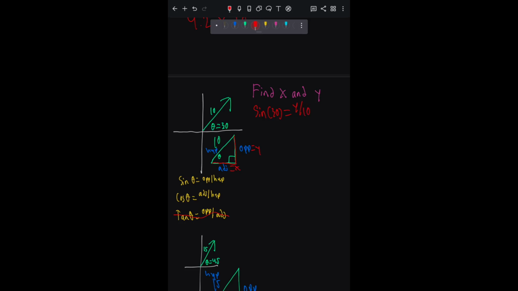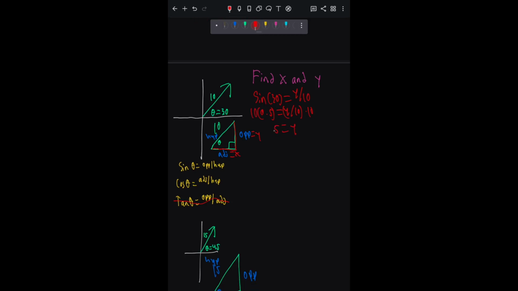Now you're going to use your calculator, sine of 30, or if you know the unit circle, it's just 0.5. So 0.5 is equal to y over 10, which means you multiply by 10, which gives you 5 is equal to y. So the y component of this whole vector is 5.